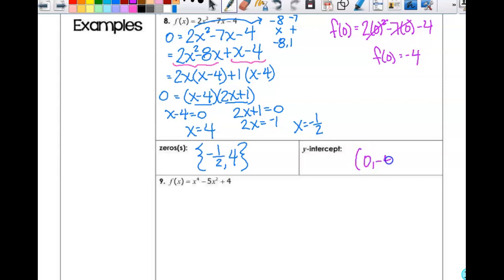0, negative 4. Now, when we did the absolute value one, we had to substitute in 0 for x and do some work to solve that. But here, did I really need to actually substitute it in? If you think about substituting it in, if you make the x 0, that zeroes this term out, that zeroes this term out, all you're left with is the negative 4. So when it's a polynomial, it's a little easier. It's just the constant term.